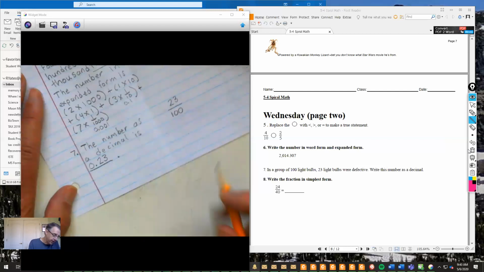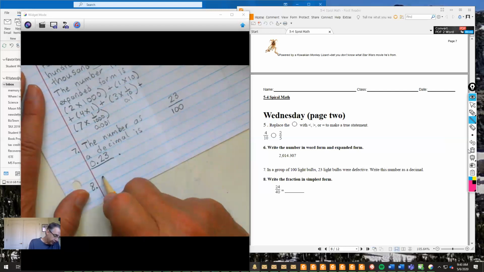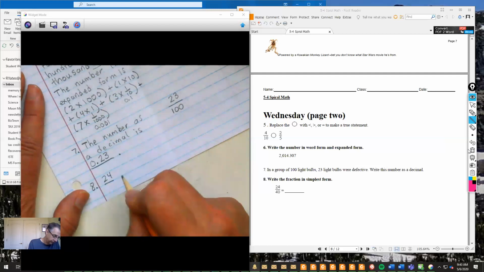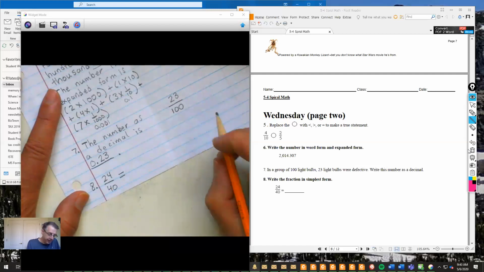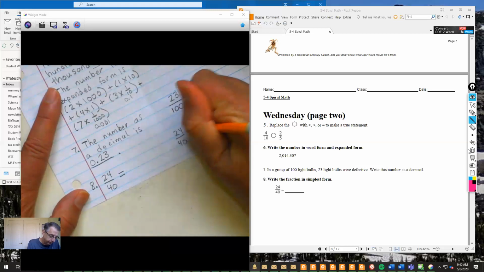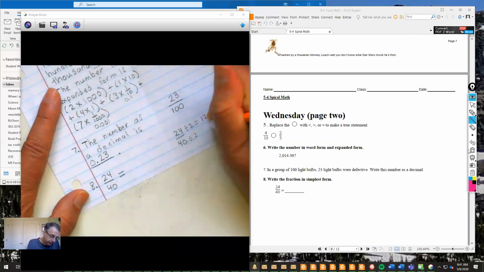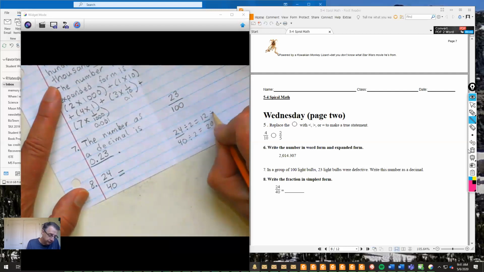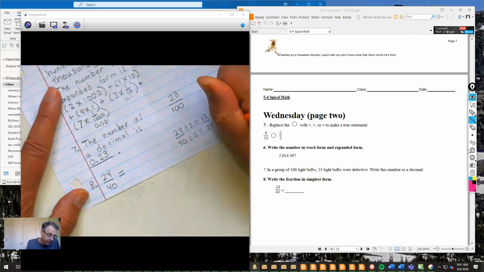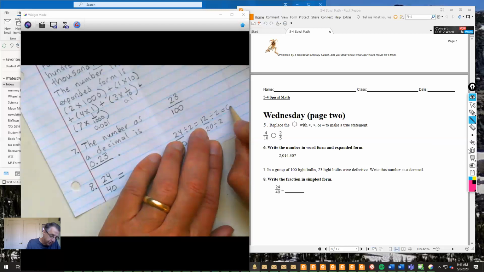I think I've got just enough space here for number 8. Write the fraction in simplest form. So I'm going to go ahead and put 24 over 40 equals, to show my simplest form. On this one, I'm going to start off by dividing them both, since they're both even numbers, by 2. I get 12 over 20. Now, when I look at this again, I still have 2 even numbers. So I'm going to do it again. 12 divided by 2 is 6. 20 divided by 2 is 10.